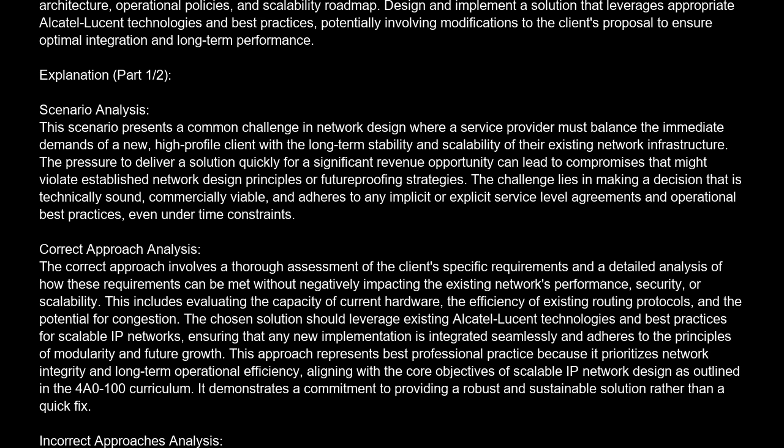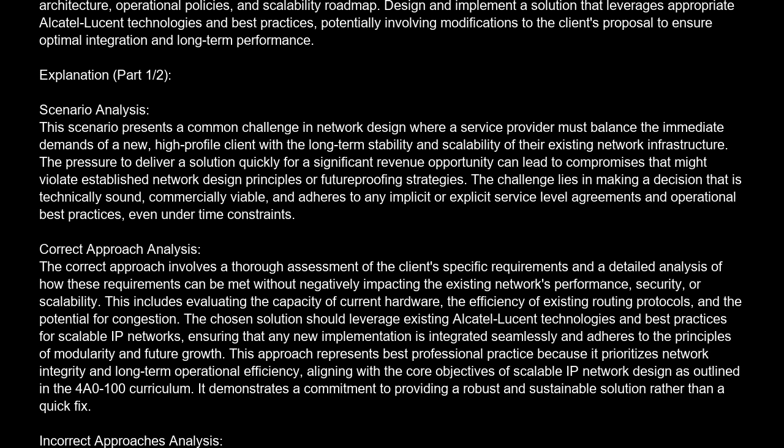Correct approach analysis. The correct approach involves a thorough assessment of the client's specific requirements and a detailed analysis of how these requirements can be met without negatively impacting the existing network's performance, security, or scalability. This includes evaluating the capacity of current hardware, the efficiency of existing routing protocols, and the potential for congestion. The chosen solution should leverage existing Alcatel Lucent technologies and best practices for scalable IP networks, ensuring that any new implementation is integrated seamlessly and adheres to the principles of modularity and future growth.